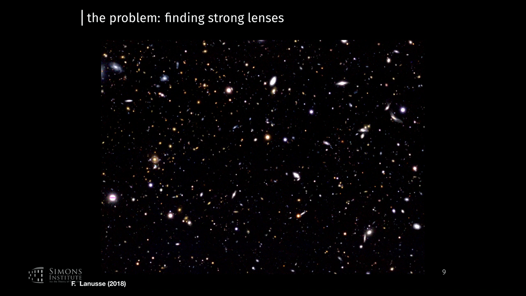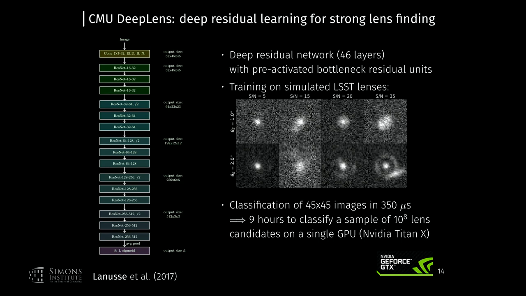If we could somehow train an algorithm to go through all of these objects and just tell us that this one is actually a strong gravitational lens, then we would be in a really good position to find these rare supernovae. And there's been some really exciting work recently about using convolutional neural networks for this problem. One example that I've heard about just recently is this code called CMU DeepLens. Basically what they did is train a deep residual network, a slight variant on a typical convnet with 46 layers, on simulated lenses and non-lenses that LSST would look at.